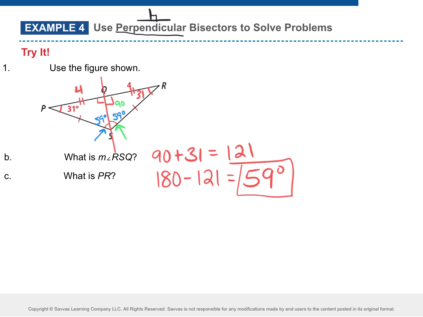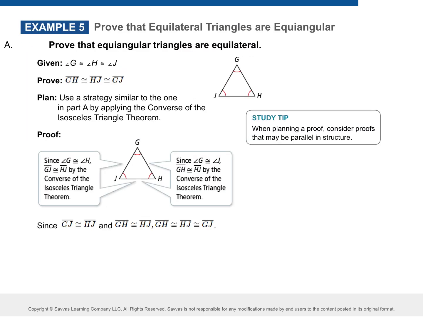Last thing, part B. What is PR? Think way back to chapter 1. First thing I ever taught you. What's the whole length of that? Right. Just add up the two sides. 4 plus 4 is 8. That's part B.